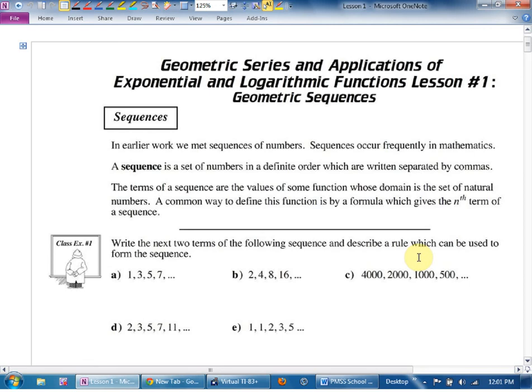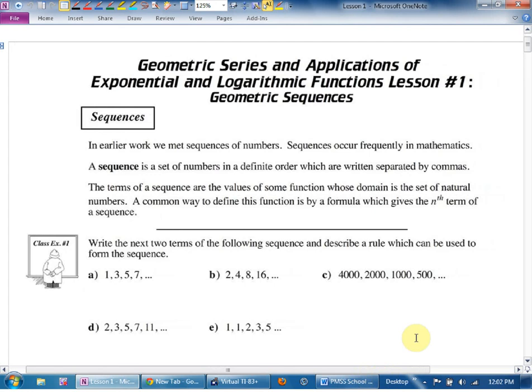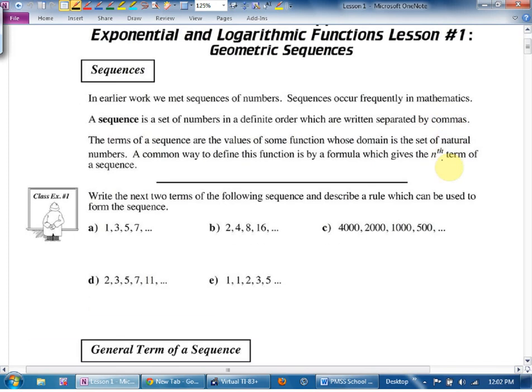Woohoo! A sequence. A sequence is a number or a set of numbers in a definite order which are separated by commas. It's a group of numbers that have a pattern. The terms of a sequence are the values of some function whose domain is the set of natural numbers. That's a fancy way of saying, Jen, one of the things we're going to try and do is come up, when we see a pattern of numbers, with an equation that will generate any term without us having to write all the ones in front of it.